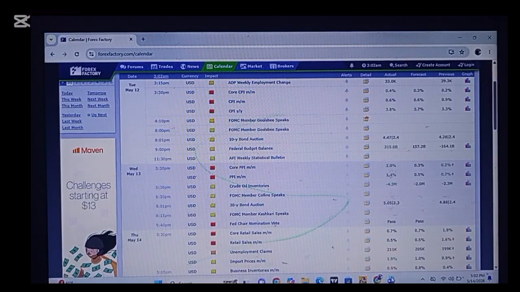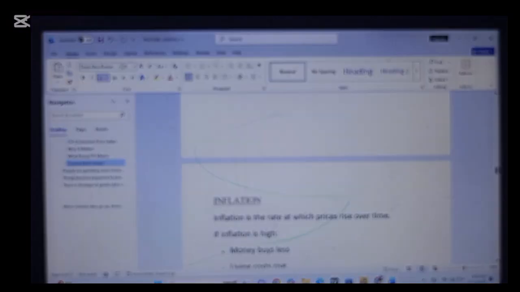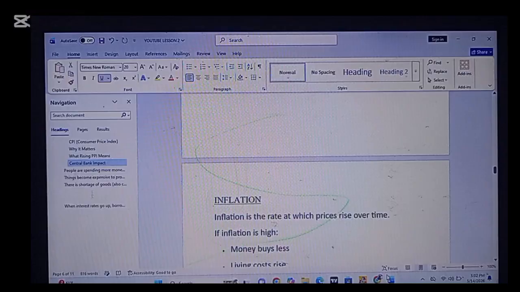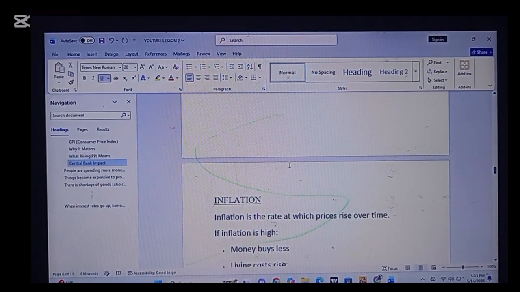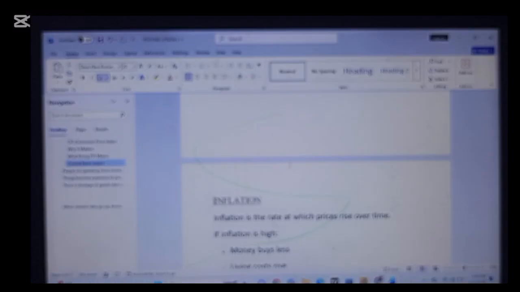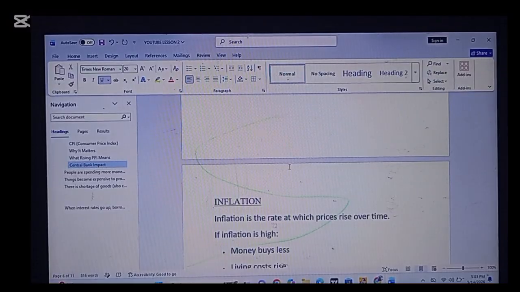And I want us to come back to my small notebook here. And I want us to study 1, 2, 3 things before we go to the charts. So let us understand what is inflation and how does inflation affect prices, how does it affect goods, how does it affect the central banks, how does it affect interest rates. So let's continue. Don't go anywhere if you are ready to learn.